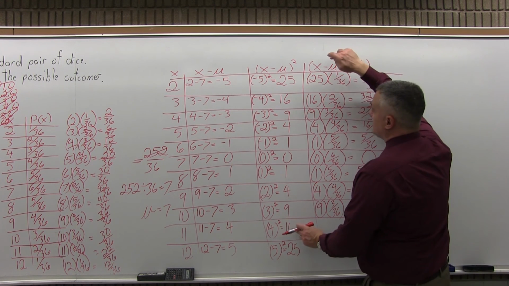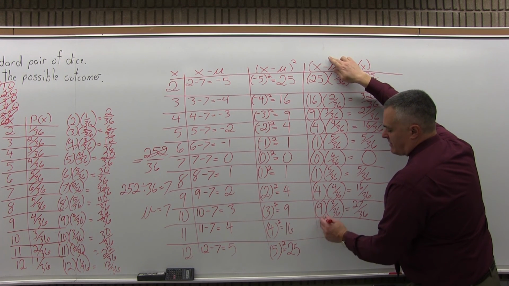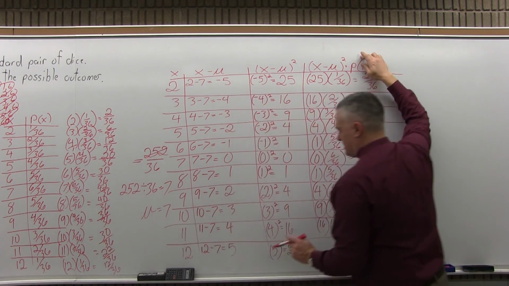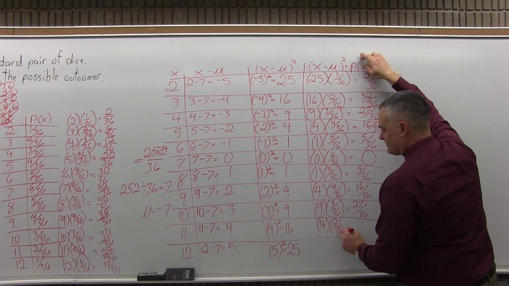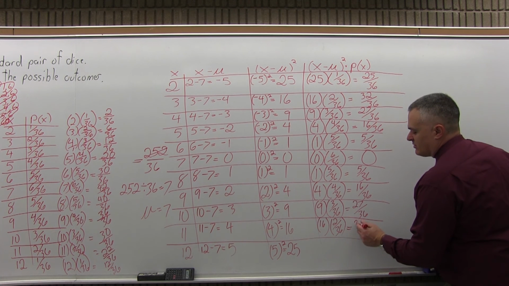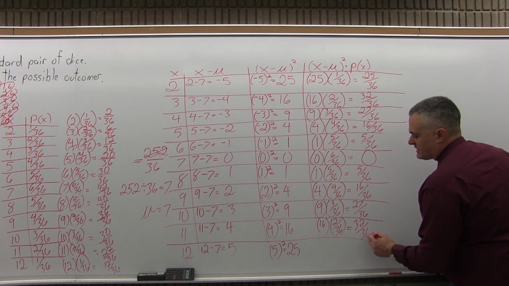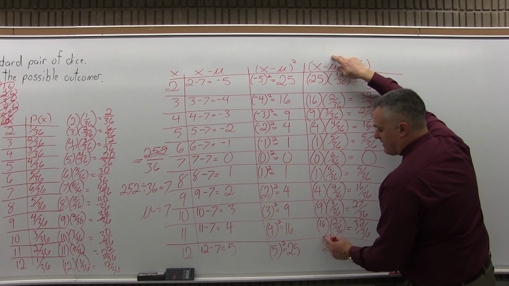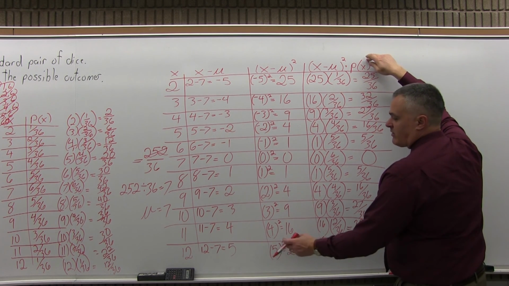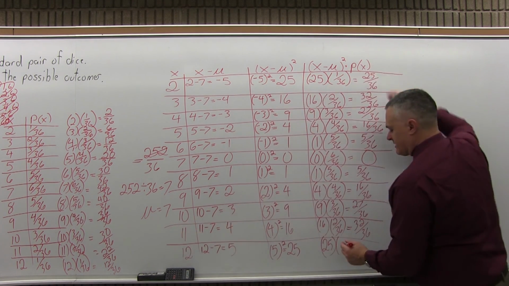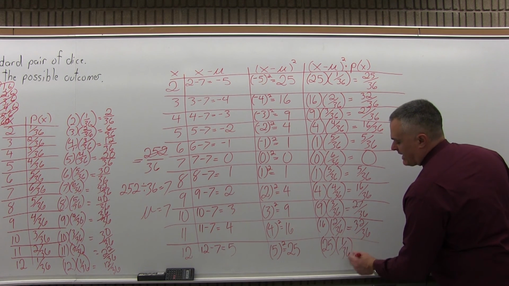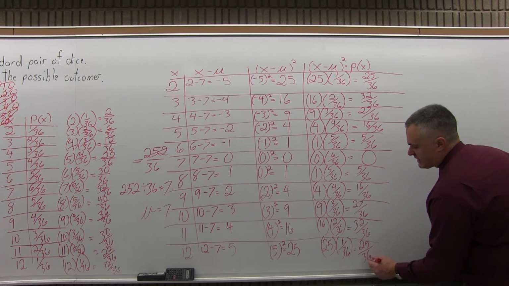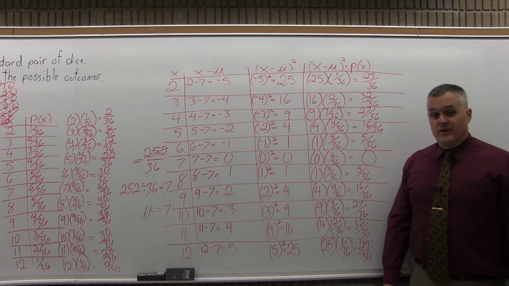And now the next one down, the x minus mu second power is 16 times the probability of x for rolling an 11, which is 2 over 36. 16 times 2 is 32. The denominator is 36. And finally, x minus mu second power is 25 times probability of x for the bottom row of rolling a 12, which is 1 over 36. And 25 times 1 for the top is 25. The denominator is 36. So now we filled out the whole chart.